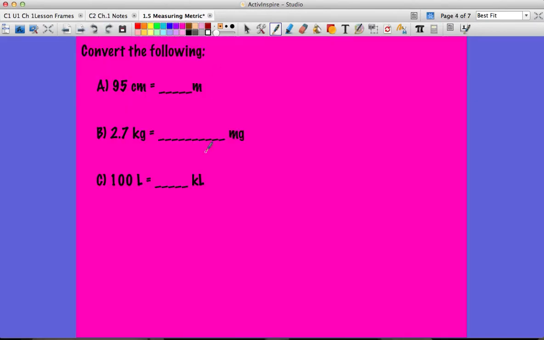All right, so you have 3 problems here that I'd like you to try on your own. Go ahead and pause. Make sure that you're showing your work either way that you want to do it. If you want to do it by multiplying or by moving the decimal, please just make sure to show your work. And when you come back, we'll go over your answers.